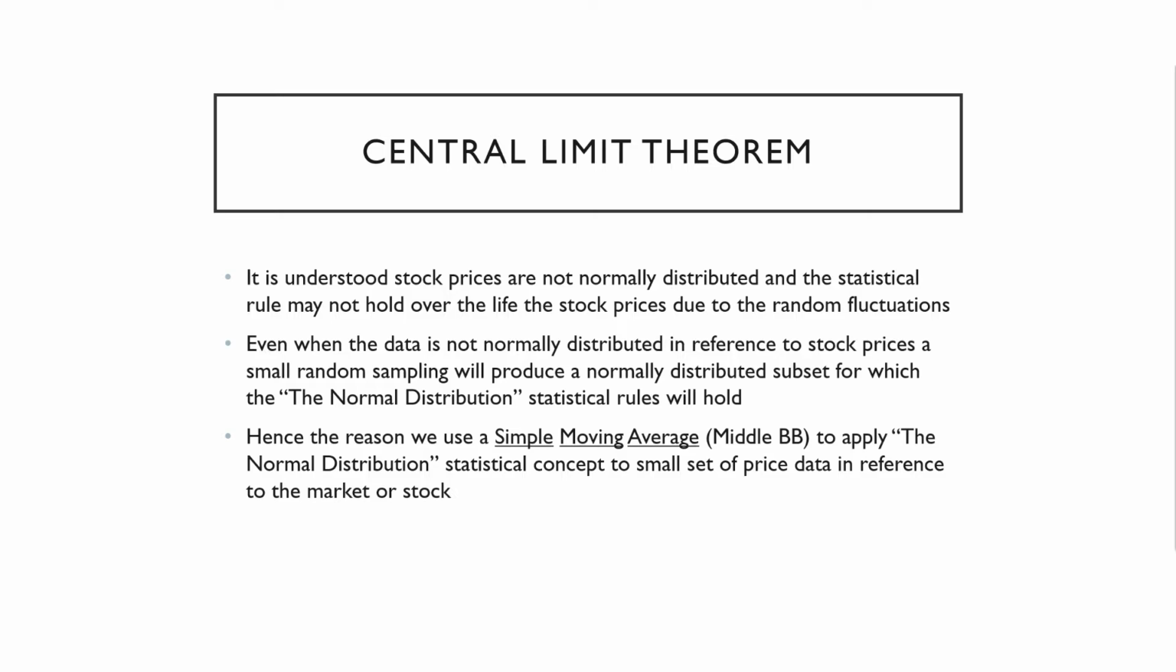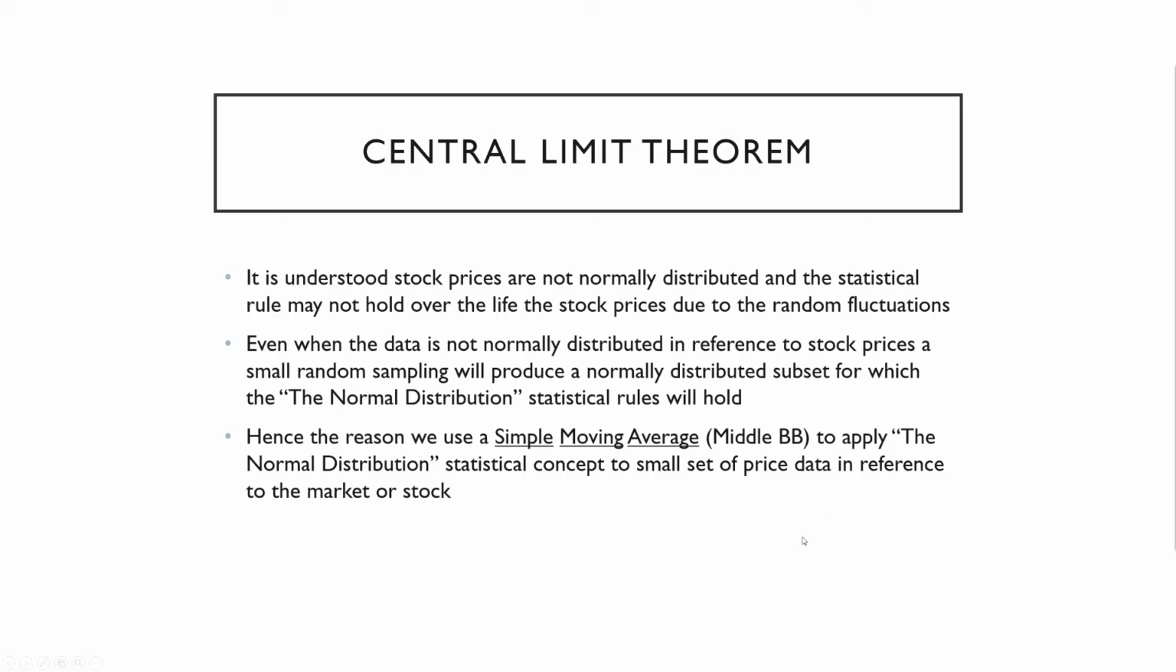So with the central limit theorem, what they do is they say, okay, we can't apply the normal distribution concept to it wholeheartedly, but if we take a small set of data during a specific time frame, then based off the amount of data we have, we can take the normal distribution concept and apply it, right? Hence the reason we use a simple moving average, the middle Bollinger Band, to apply the normal distribution statistical concept to the small set of price data in reference to the market of a stock, right?